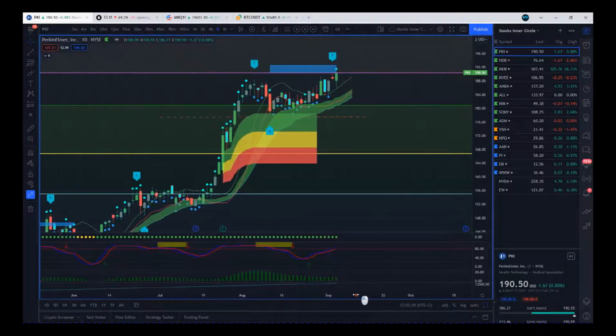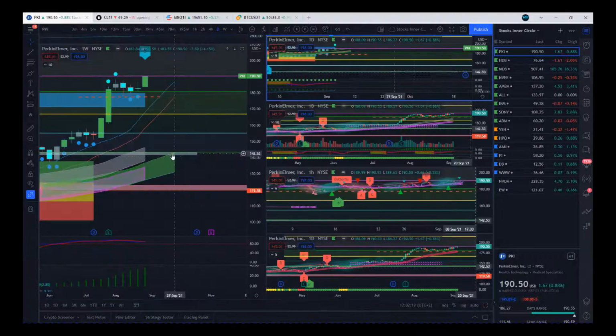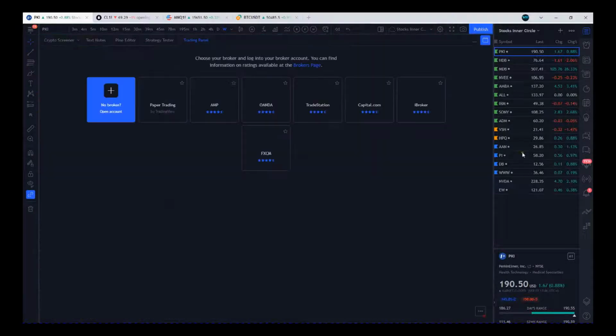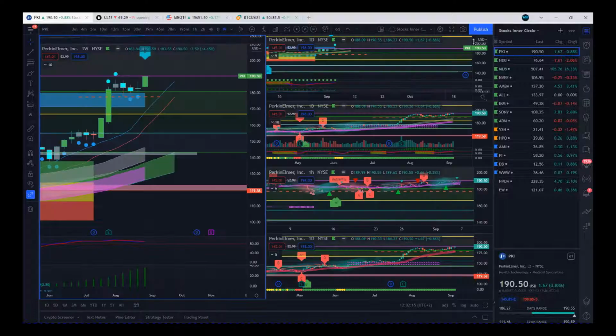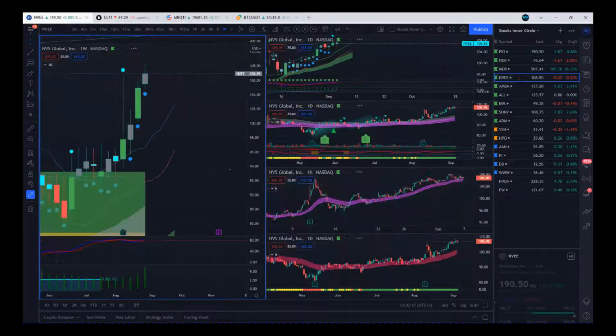That's PKI. Now I'm going to go back to the weekly time frame for another swing trade I'm in. NVEE.